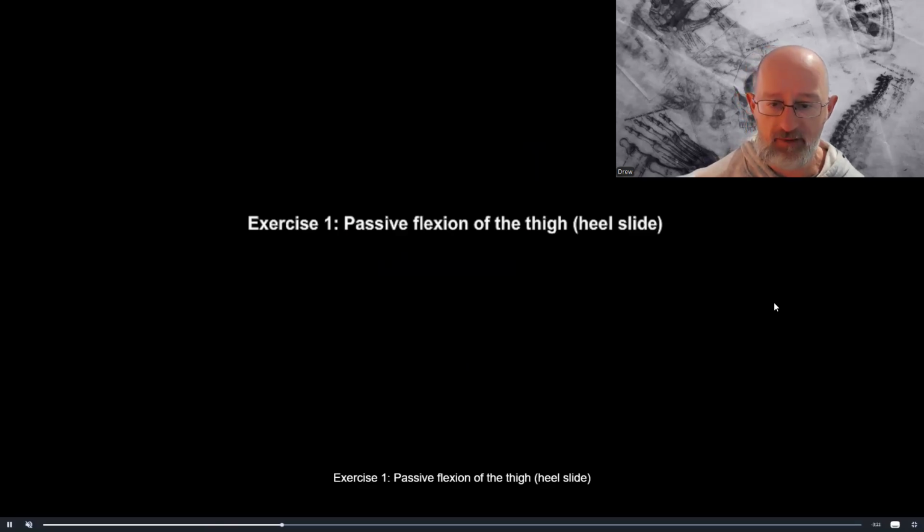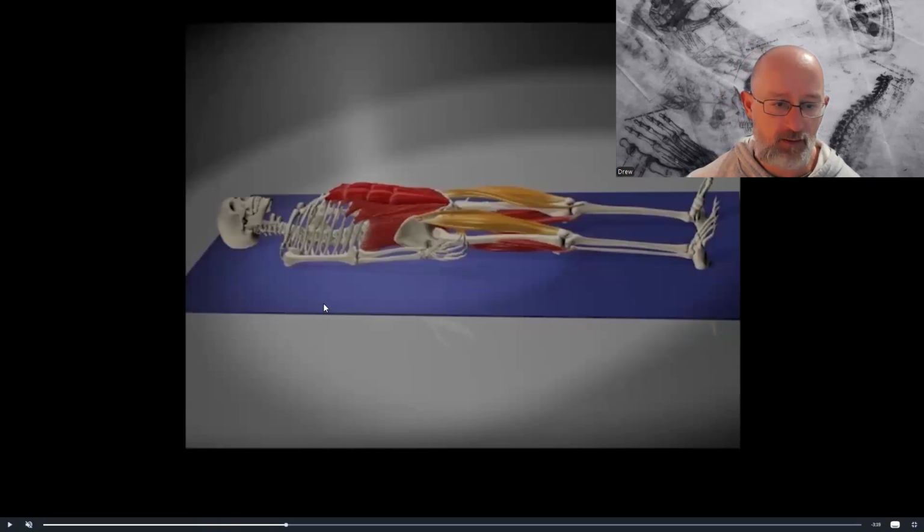So exercise 1, passive flexion of the thigh, the heel slide. You're going to lie down on your back with your legs straight, and we're just going to slowly bend the knee up and then slide the foot in and out. We do this exercise a lot in really early stage rehabs because it's quite a safe movement. It's supported, and you can use this exercise to teach people how to reconnect with their breathing, reconnect to their abdominal wall, and get a sense of where the pelvis is in space.